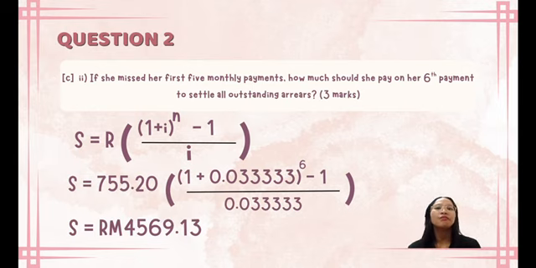Therefore, on her sixth payment, Nur Aminah would need to pay RM 4,569 ringgit and 30 cents to cover all the outstanding arrears. In conclusion, if Nur Aminah missed her first 5 monthly payments, she needs to pay RM 4,569 ringgit 30 cents on her sixth payment to settle all the arrears.